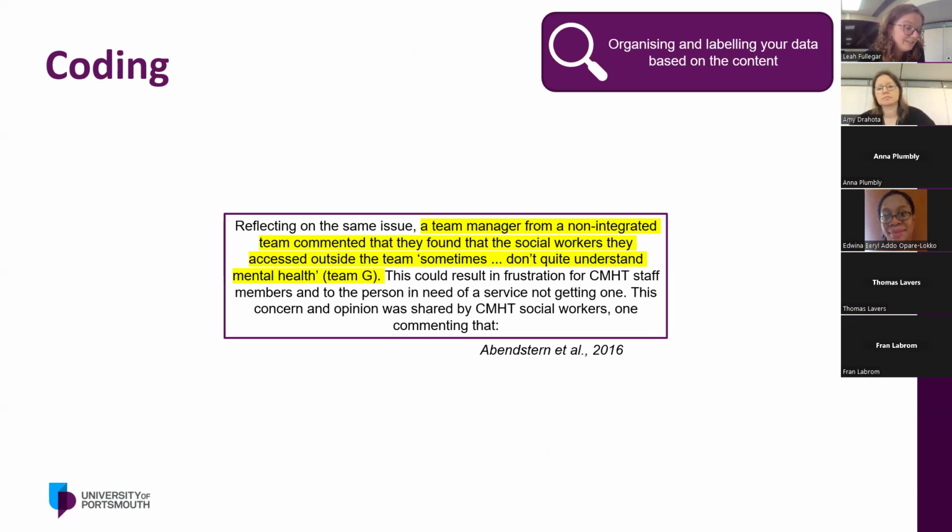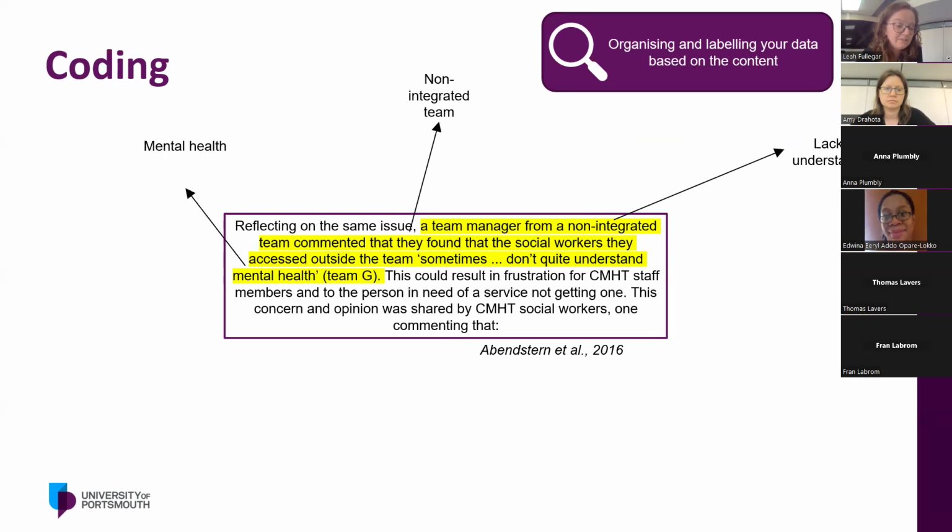So coding is just organizing and labeling your data based on the content. So if we take this passage here from an article that's been included in our review, coding means looking at this paragraph and picking out what the topics are and what it's saying. I might look at this highlighted section and say, okay, well, this is talking about lack of understanding. And that might be my first code, lack of understanding. I might also think this is talking about non-integrated teams or mental health. That one excerpt can have lots of different codes that identify and describe what that content is.